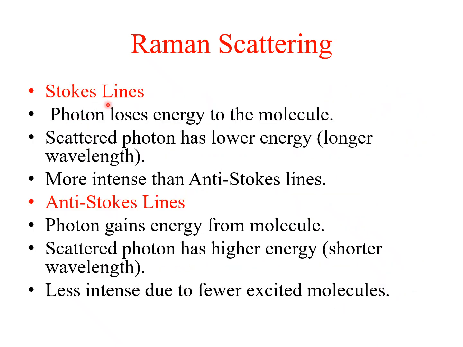More detail about these Stokes and anti-Stokes lines. In Stokes line, the photon loses energy to the molecule, so the scattered photon has a lower energy, longer wavelength. This is more intense than anti-Stokes lines. There are more Stokes lines observed. In anti-Stokes line, the photon gains energy from the molecules, so the scattered photon has higher energy, shorter wavelength, we call it anti-Stokes line. This is less intense due to the fewer excited molecules, that is, a lesser number of excited molecules.